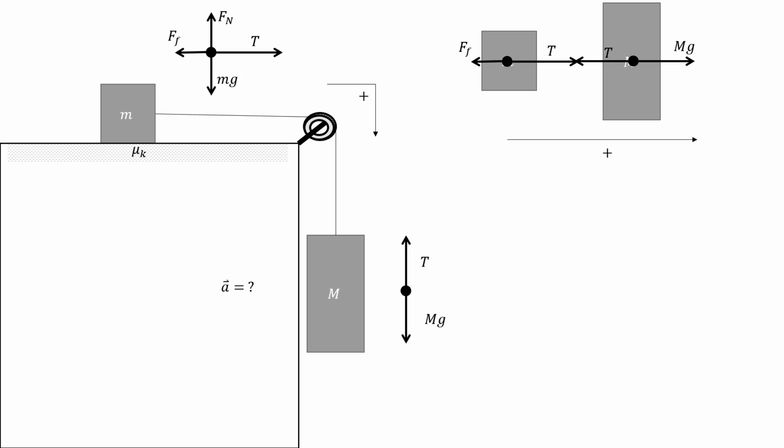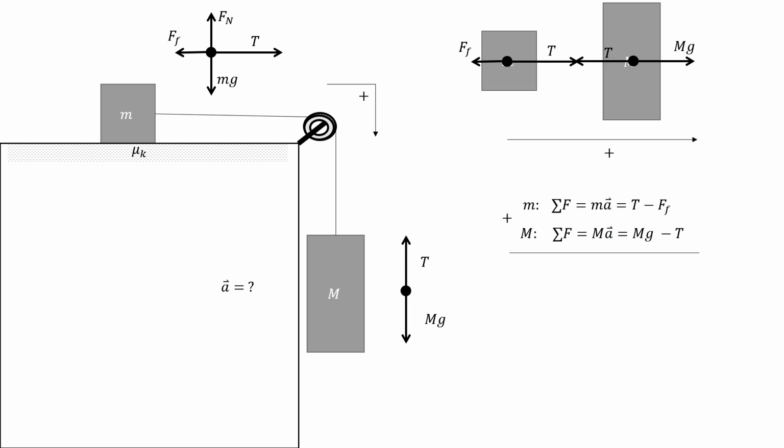Now, we apply Newton's second law for each block individually. For the small m block, the net force is equal to little m times the acceleration, which must be tension in the positive direction and friction in the negative direction. For the big M, the net force is equal to big M times the acceleration, which must be big Mg in the positive direction and tension in the negative direction. There are 2 important realizations to make. The first is that the tension in the rope must be the same everywhere, so these T's are the same. The second is that because the rope does not stretch or shrink, the accelerations of both blocks must be equal to each other, so these a's are the same.